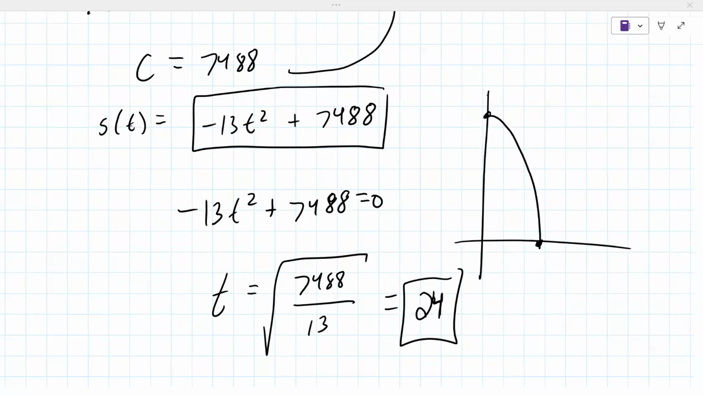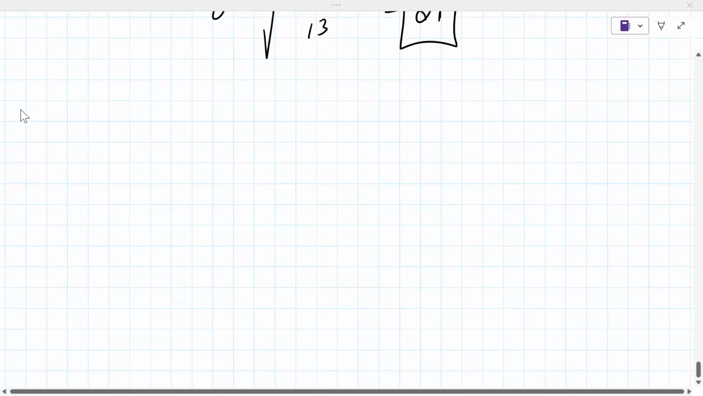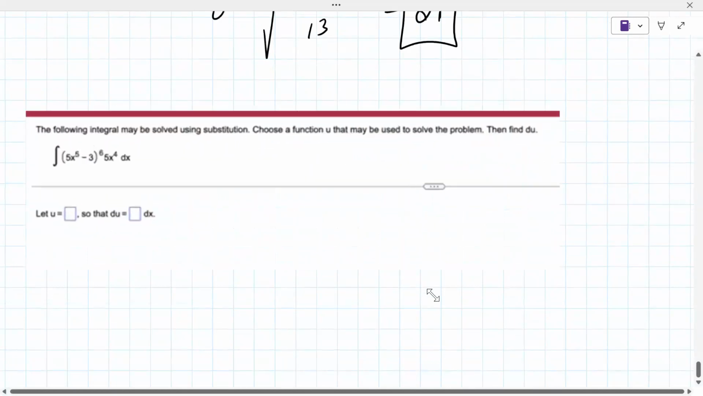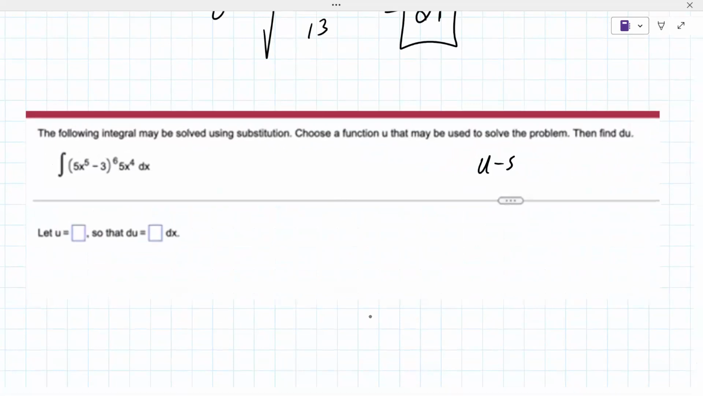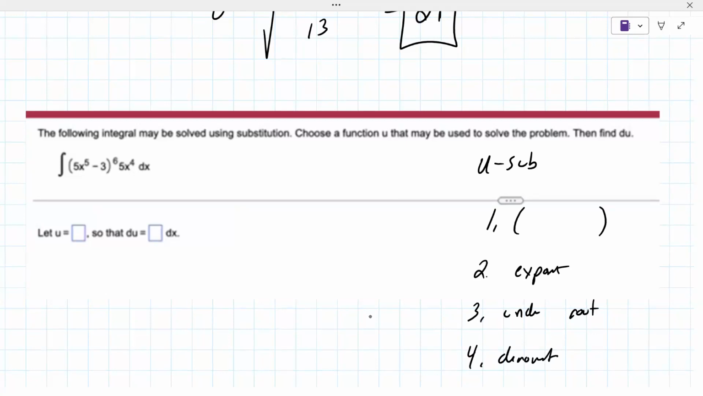All right, moving along to the next question here. So the rest of the integrals are what are called U substitution type problems. They require you to make an additional step to solve them. Your U substitution is generally something in parentheses, maybe an exponent under a root, maybe in the denominator. I'm going to tell you what the U is in these problems, but that would be the whole goal. The U in this problem is the 5x to the 5th minus 3.